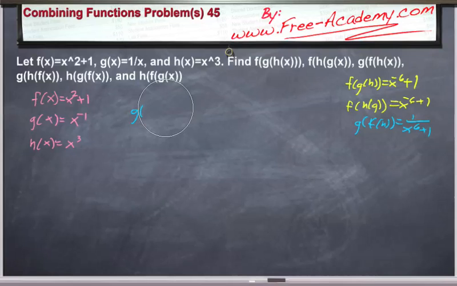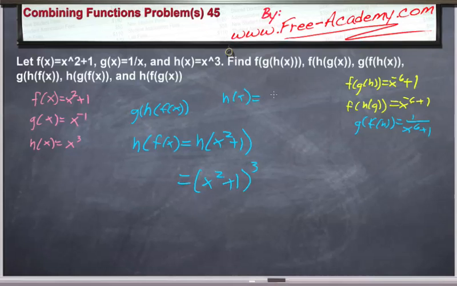Go on to the next part, and we'll find g of h of f of x. h of f of x is the same as h of x squared plus 1, which is equal to x squared plus 1 raised to the third. h of x is x to the third, so h of parentheses equals parentheses to the third. Put the x to the third in, and you're all familiar with that at this point.